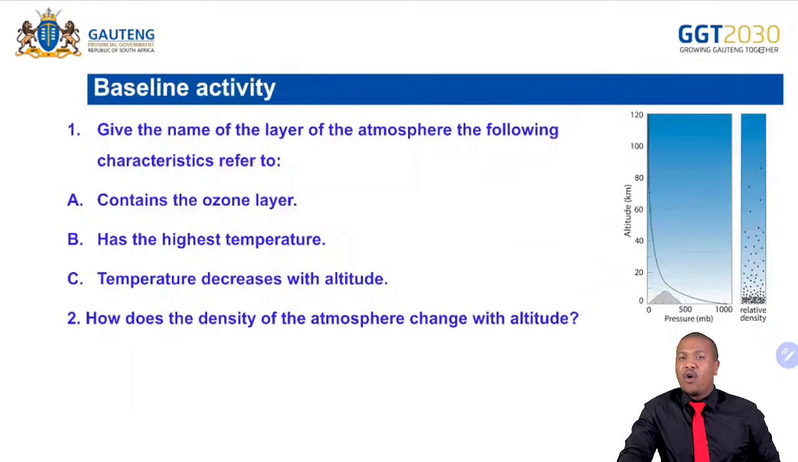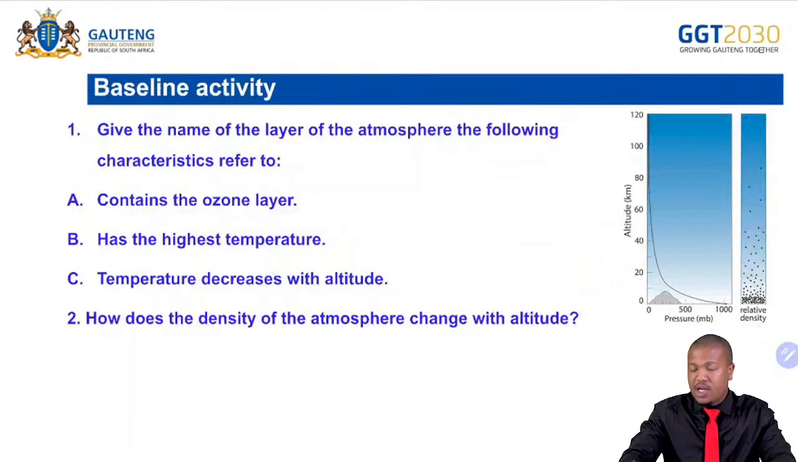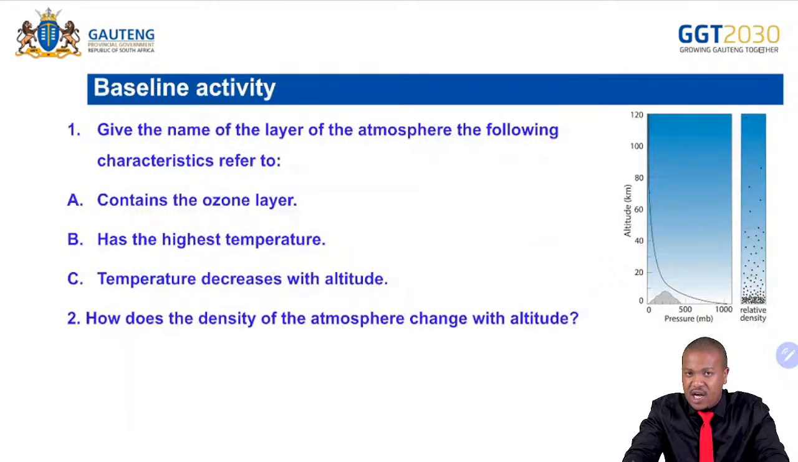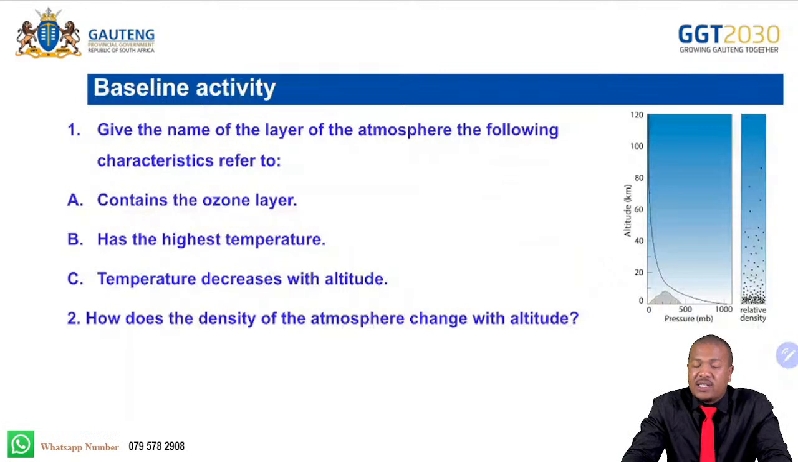Now let's move on to our baseline activity to test our knowledge so far, to check how far we understand these topics. Number 1 says, give the name of the layer of the atmosphere the following characteristics refer to. A, contains the ozone layer. B, has the highest temperature. C, temperature decreases with altitude. Then number 2, how does the density of the atmosphere change with altitude?